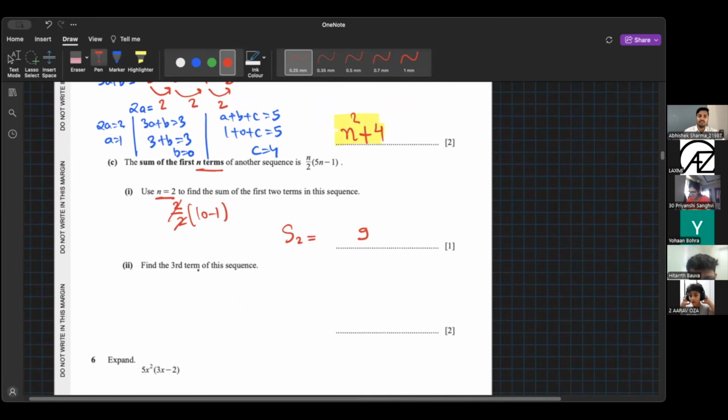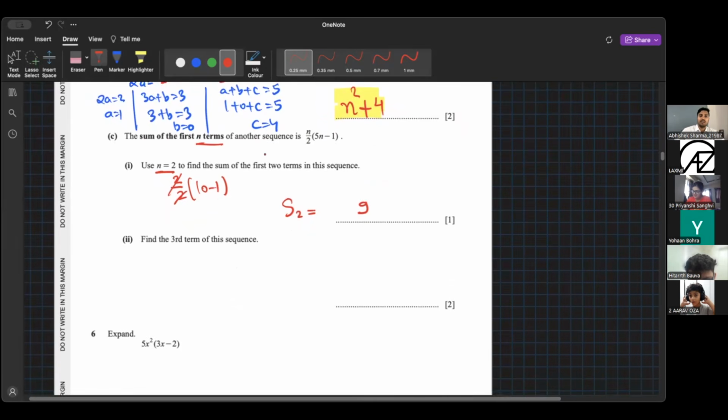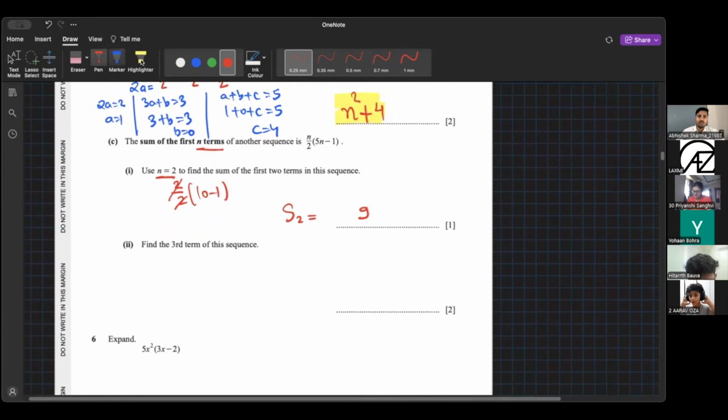Now it says find the third term of this sequence. Now this formula itself is the formula for Sn, sum of n terms. So when you have to find third term, third term will be S3 minus S2. So S2 is already 9. Let's find S3 first. So S3 will be 3 by 2 and 5 into 3, 15 minus 1, that is 14.